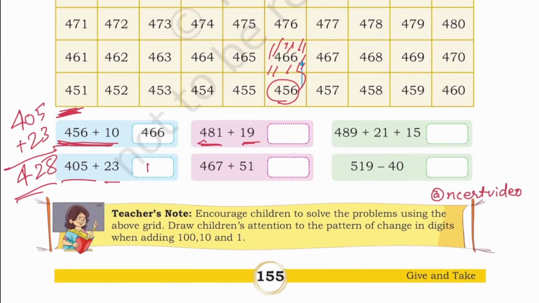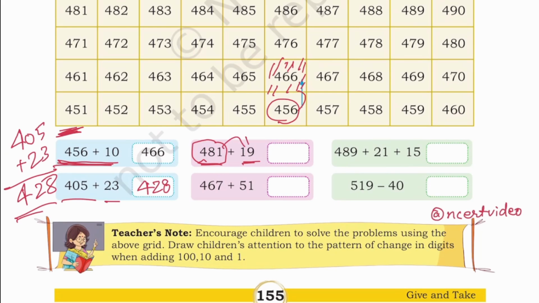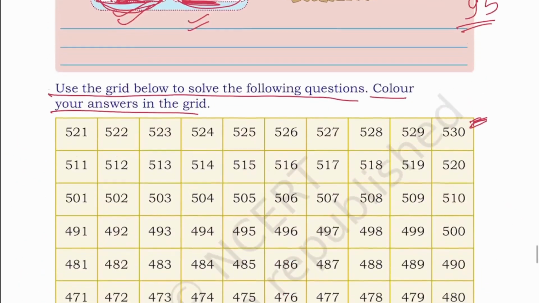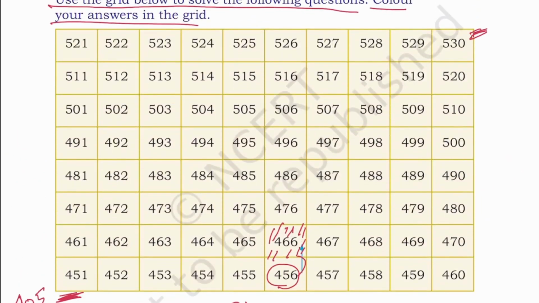481 plus 19, that is, if 1 is given to 19, it will become 20. That is 480 plus 20 will give you 500. Okay, 500 should be painted or colored here. 481 is here. If you move 10 and 9, you will move 19 and you will get 500.